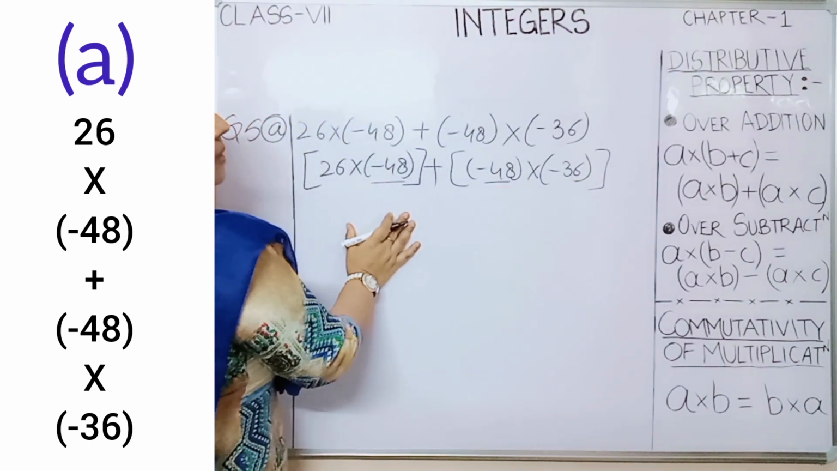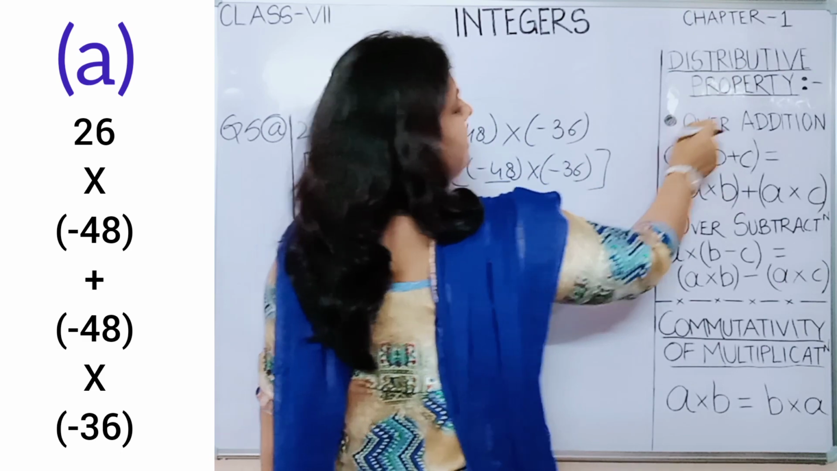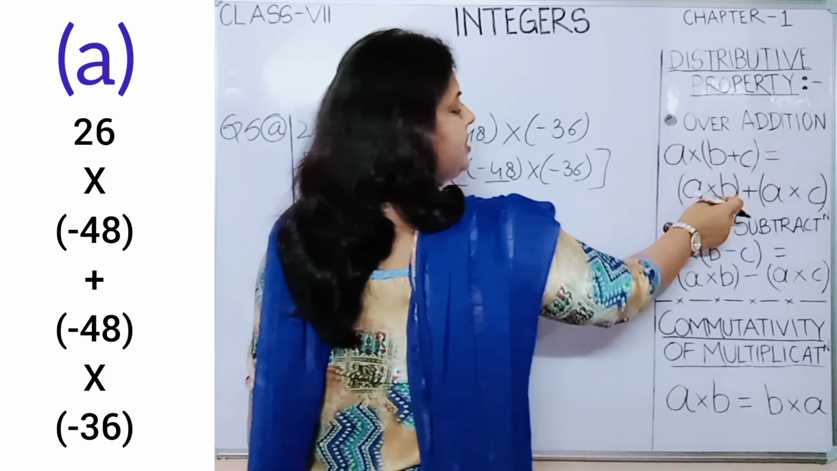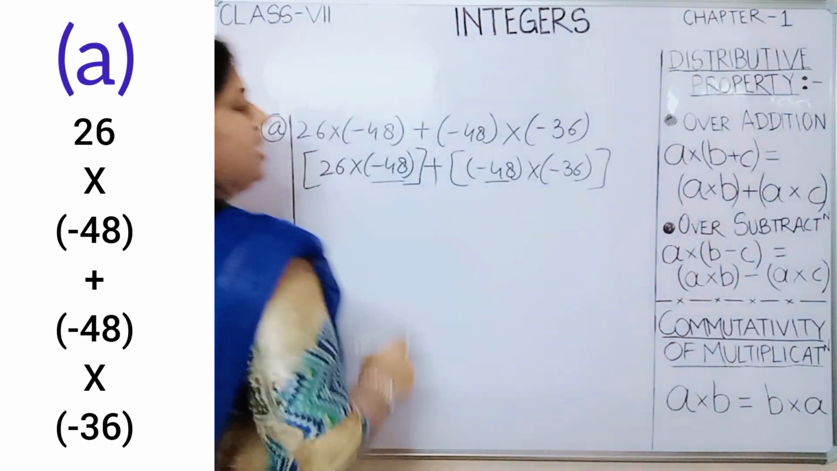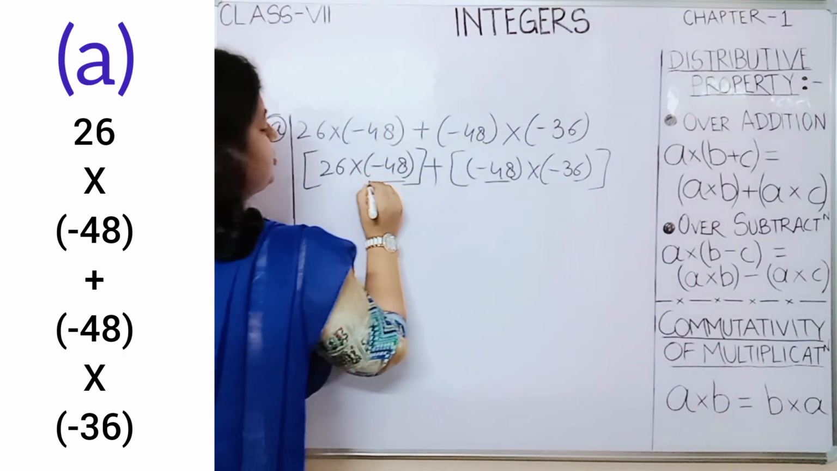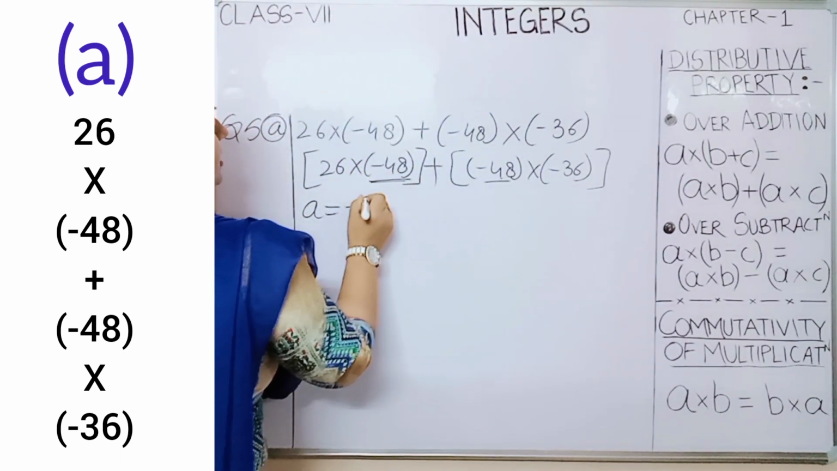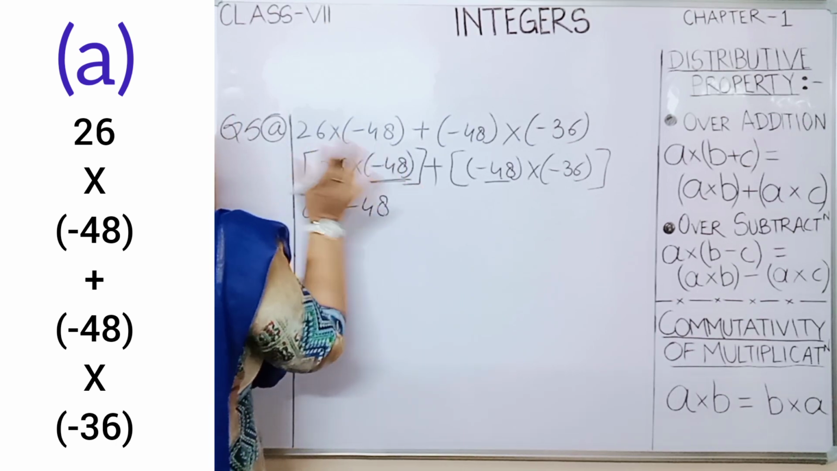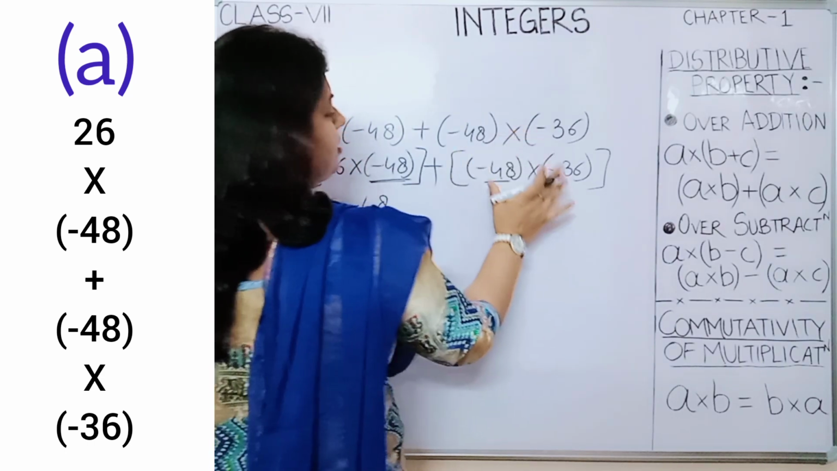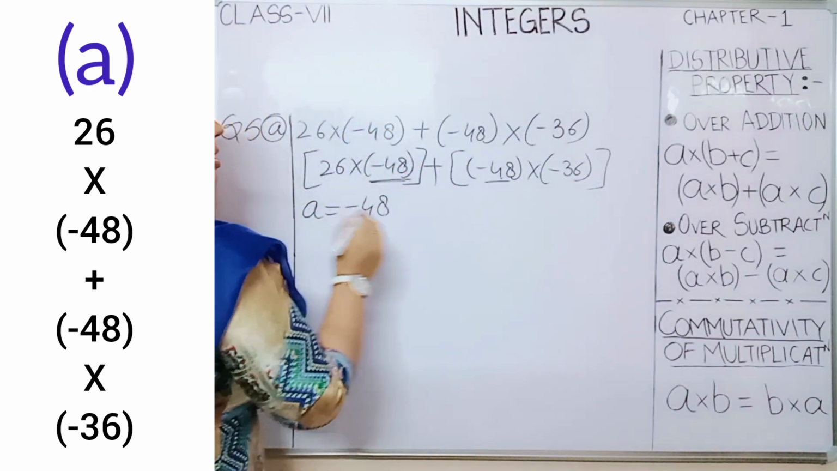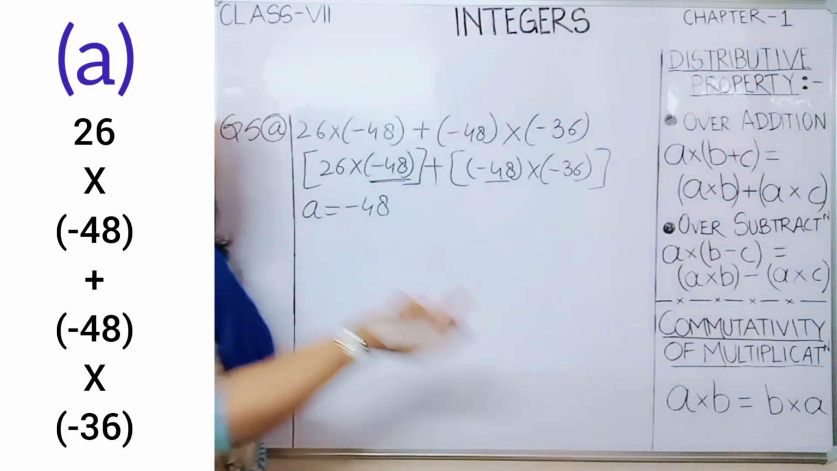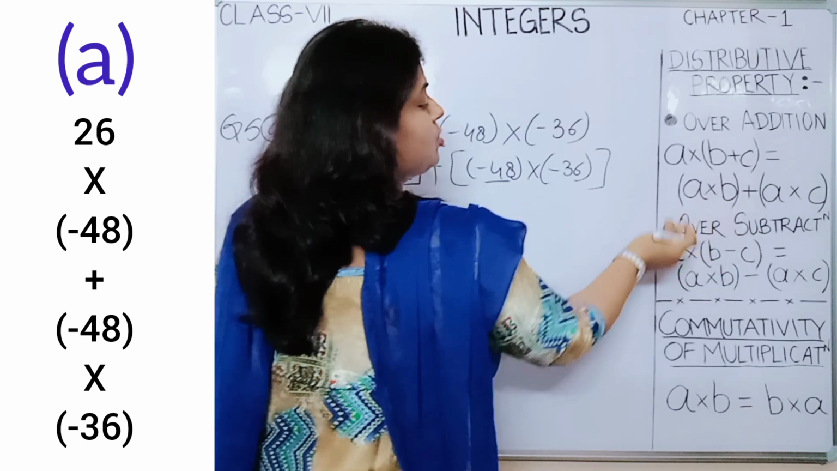So here we will apply distributive property over addition. A into B plus C equal to A into B plus A into C. Here A is common, so we can choose that A is minus 48, because A is part of the first bracket and A equal to minus 48 is part of the other bracket. So we are choosing distributive property over addition. Why are we not choosing over subtraction?